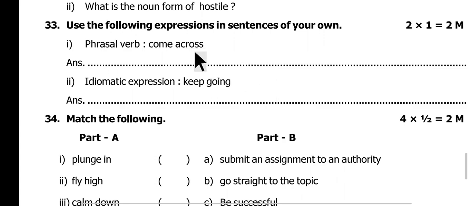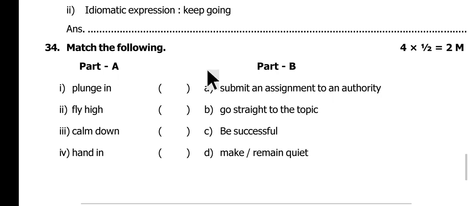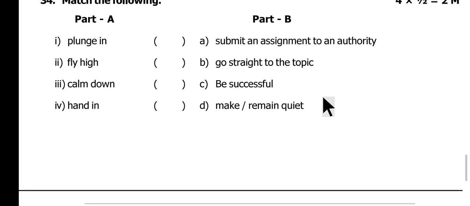So dear students, we have to make use of the word come across in an example sentence. This is the target item of this 33. Followed by 34. Here we have phrasal verbs or idiomatic expressions with their meanings, and we need to make a correct matching of the following sentences or phrasal verbs.